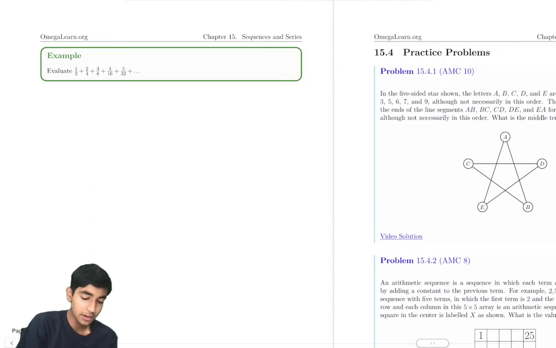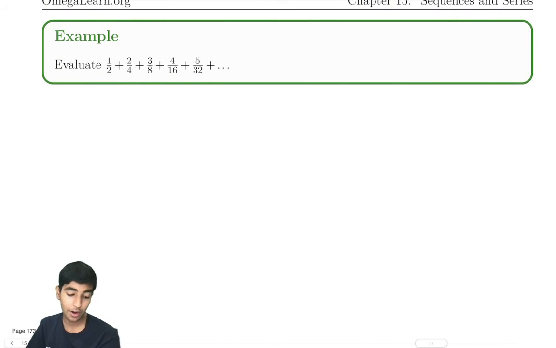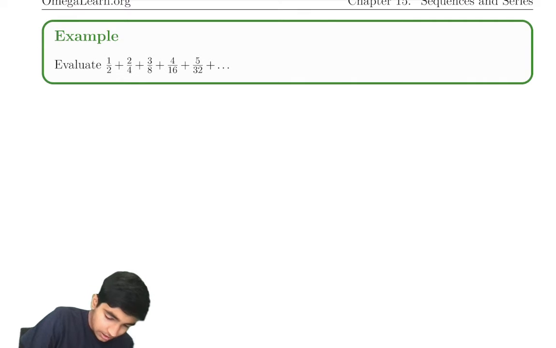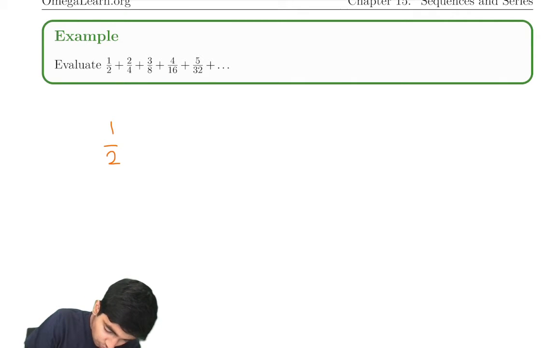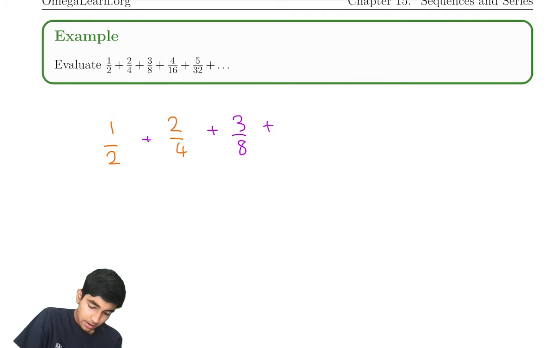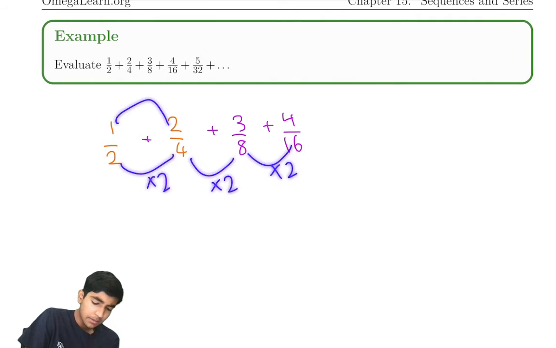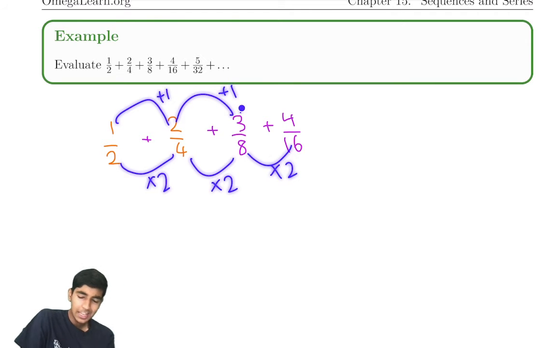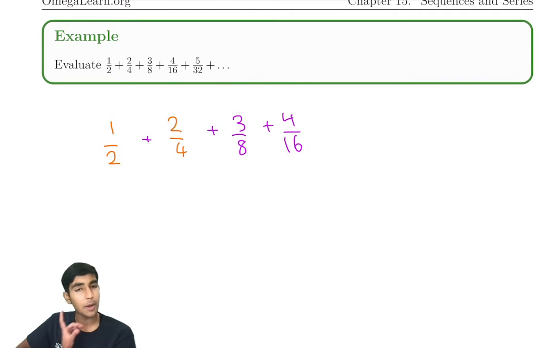Okay, now we're going to move on to this problem. Evaluate 1/2 plus 2/4 plus 3/8 plus so on. What is this? It's not a geometric sequence, right? Notice here, 1/2, 2/4. The denominator is getting 2 times bigger. But the numerator is also changing. That's strange. Look at this. So the denominator is getting 2 times bigger. And the numerator is also increasing by 1 every time. This isn't really an arithmetic sequence. It isn't really a geometric sequence.